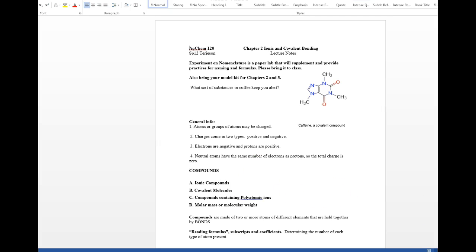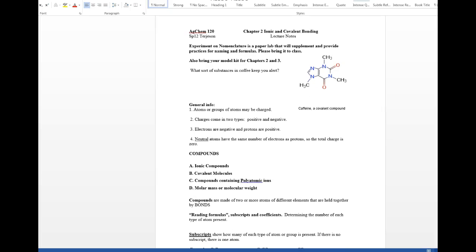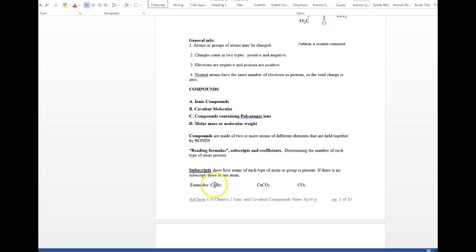So what we're going to do is learn how to read formulas, subscripts, and coefficients so that we can determine the number of each type of atom present in a formula. As we look at this, here's a subscript, the 2 in Br2, which is lowercase. Subscripts show how many of each type of atom or group is present. If there is no subscript, there's just 1 atom.